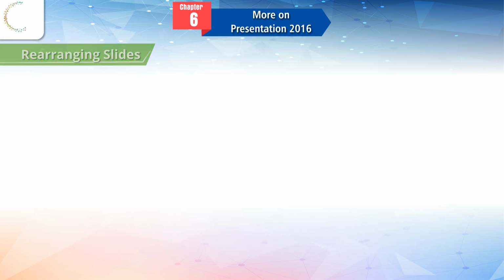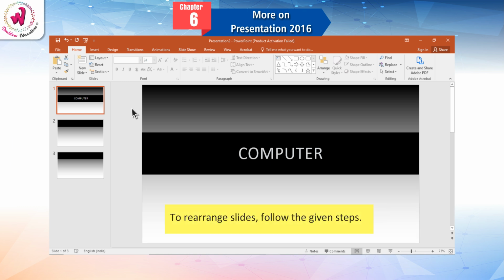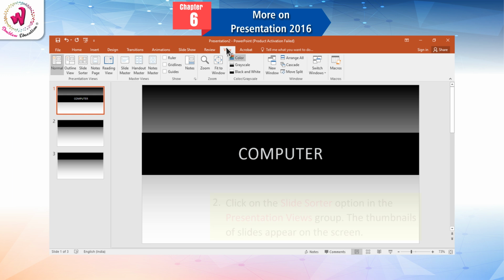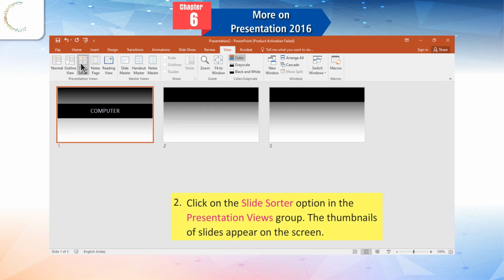Rearranging slides. Slide Sorter view is used to rearrange the slides. It shows the slides of a presentation in thumbnail, that is miniature form. It means you can view multiple slides at a time. To rearrange slides, follow the given steps. 1. Click on the View tab. 2. Click on the Slide Sorter option in the Presentation Views group.